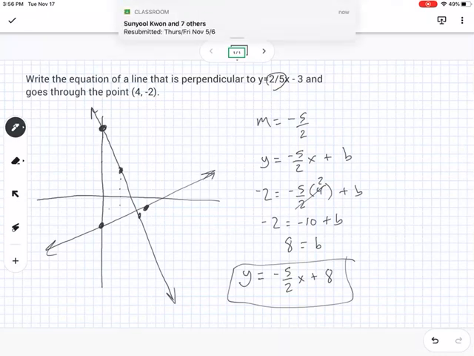Now, I think you've already learned that parallel lines have the same slope. So that's not new information, but the new information today is that perpendicular lines have not just the reciprocal, not just the opposite, but opposite reciprocal slopes.